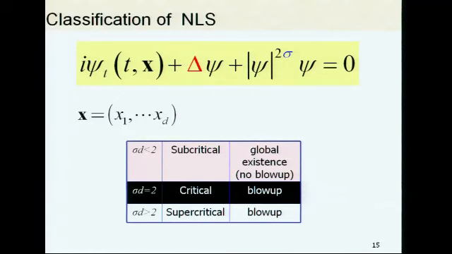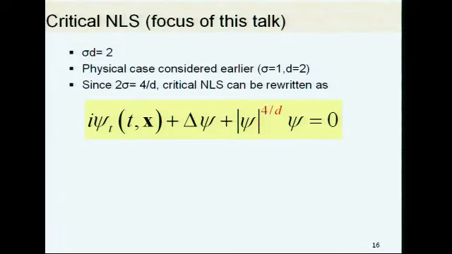So the well-known classification of NLS as far as singularity formation: sigma d less than 2 is the subcritical, or L2 subcritical case. Always you have global existence. But sigma d equal to 2, the critical case, or above, the supercritical case, in both cases you can have singular solutions. I'll mainly focus in this talk on the critical case, sigma d equal 2, mainly because it's motivated by the propagation of laser beams in bulk medium. And because of that, you can get rid of the sigma here and write the nonlinearity just as 4 over d.